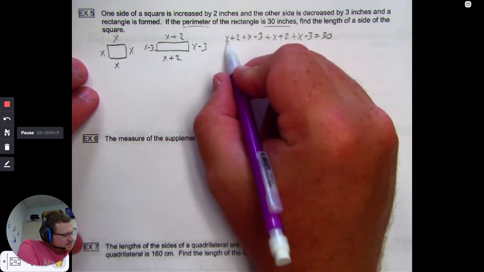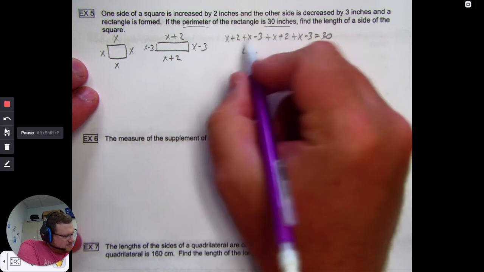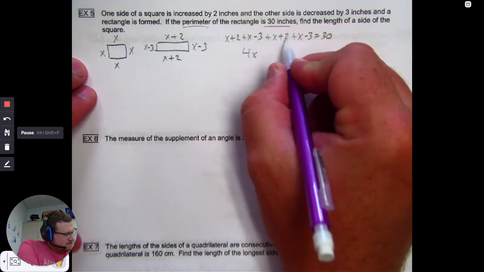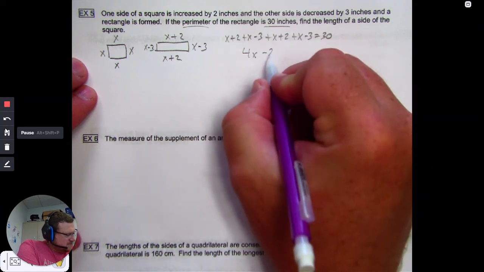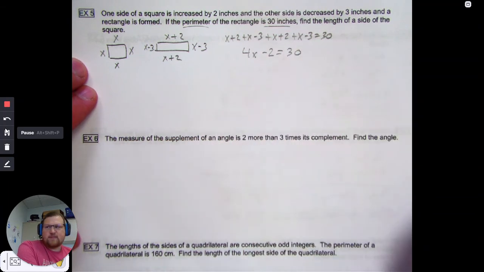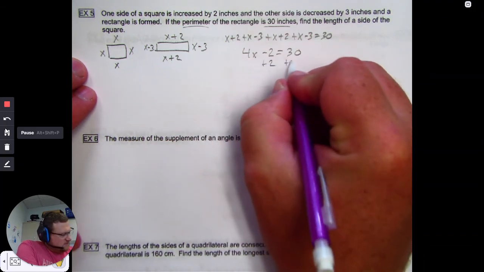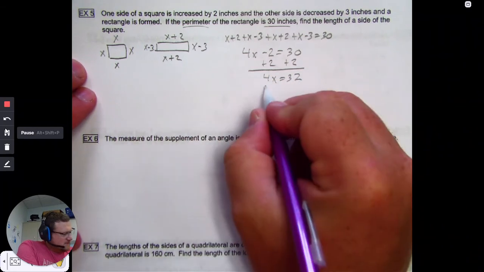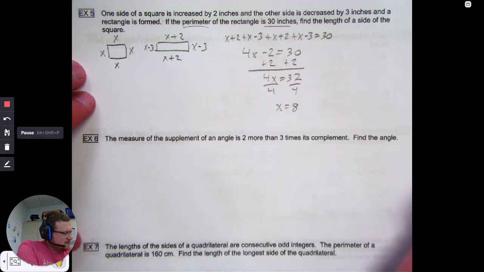So if we take 1x, 2x, 3x, we have 4 positive x's, so 4x. You have plus 2 minus 3 gives you minus 1. Plus 2 gives you plus 1. Minus 3 gives you minus 2 equals 30. And now we just solve for x. So if we add 2 to both sides, we get 4x equals 32. We divide both sides by 4, and it gives us x equals 8.